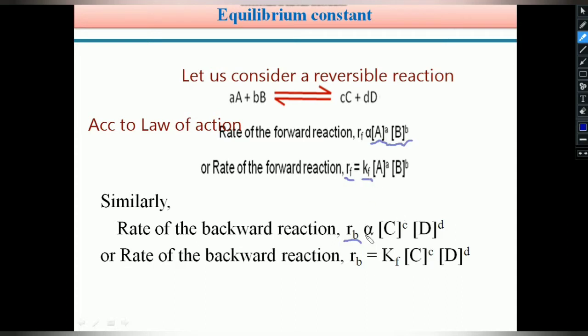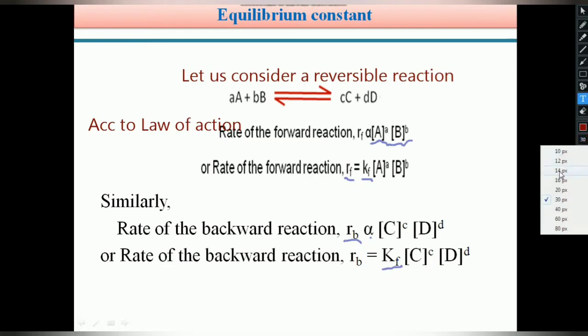Similar to the forward reaction, here also we can replace this proportionality with the help of a proportionality constant. Let it be Kb. So, students, you can assume this as Kb. Rb is equal to Kb into the concentration of C to the power of c into the concentration of D to the power of d.